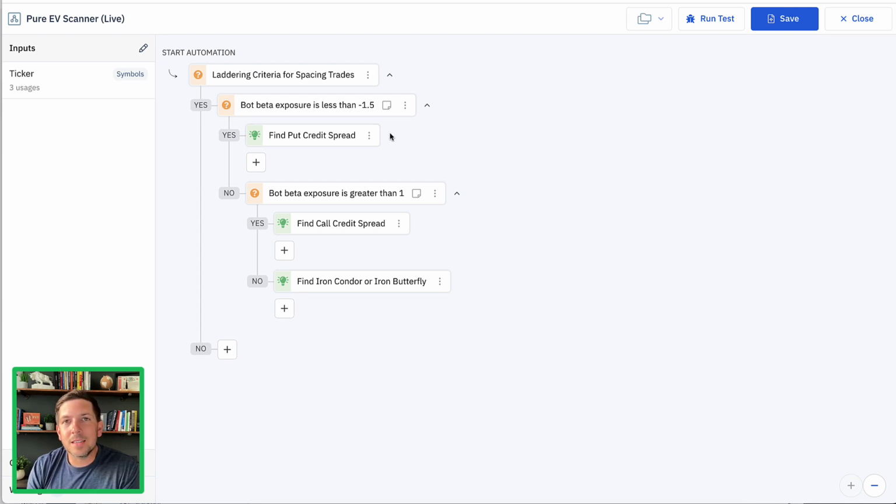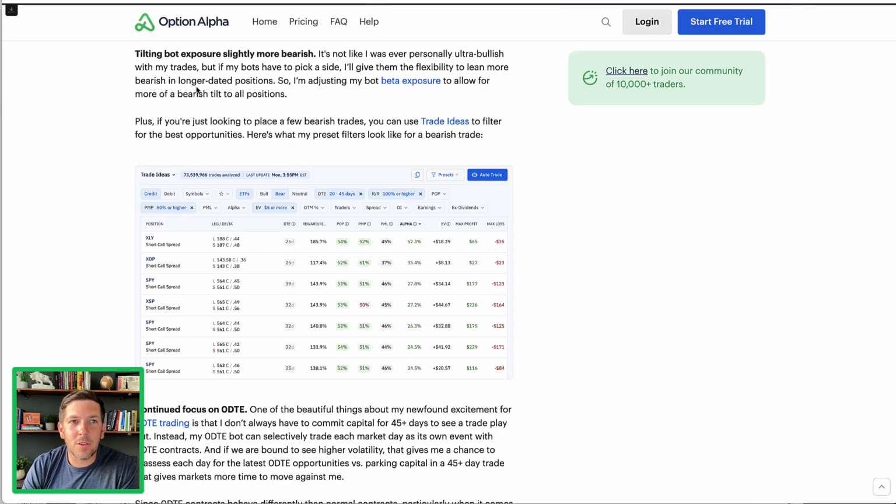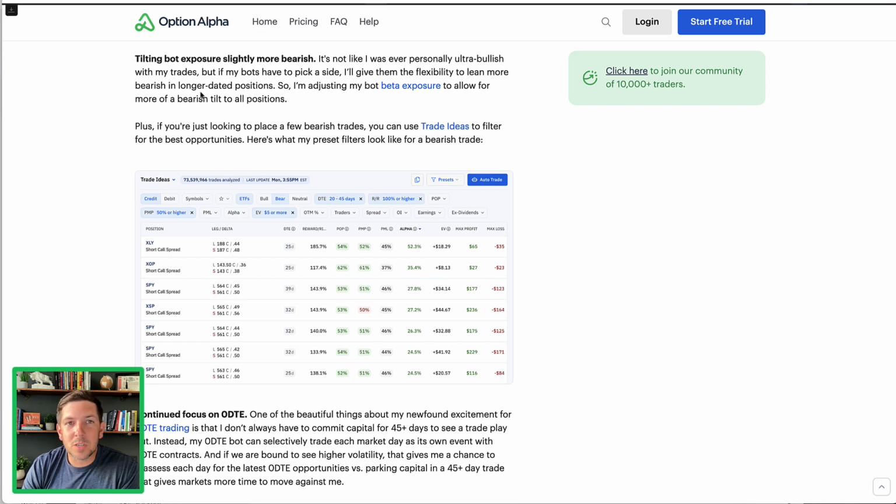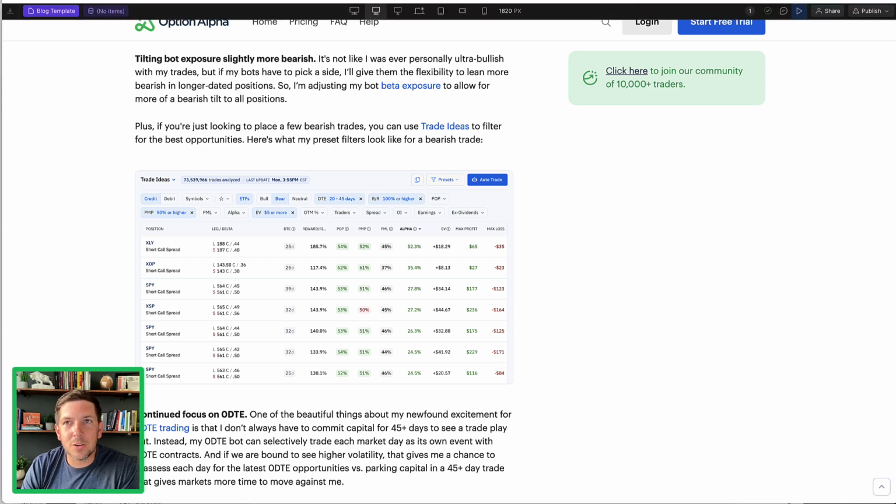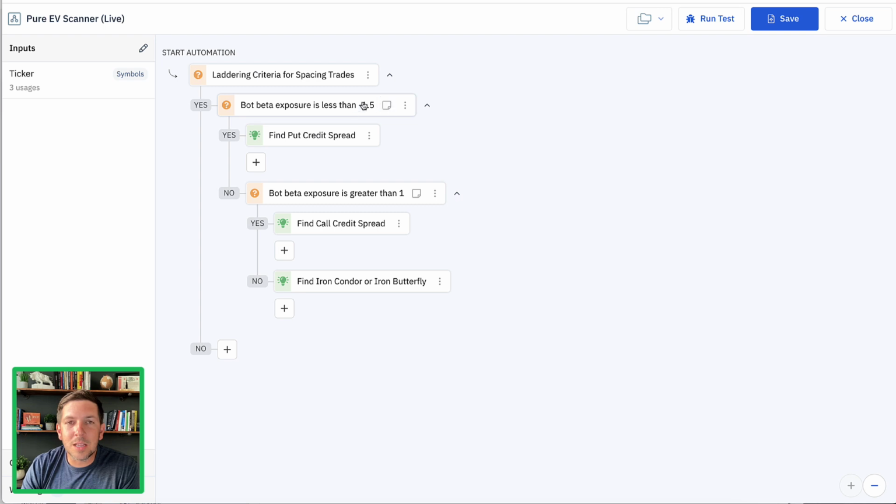So what this effectively does is tell the bot, look, if your resulting positions end up having a little bit more bearish exposure, that's okay. And that's what I mean down here when I wrote in the article that I'm tilting my bot exposure slightly more bearish by adjusting my beta exposure for those positions. Essentially I'm tilting this a little bit more bearish in exposure, so that gives my bots room to grab more positions or let positions go if the market starts to become a little bit more bearish and tilt. For me, I want that kind of exposure inside my bots.